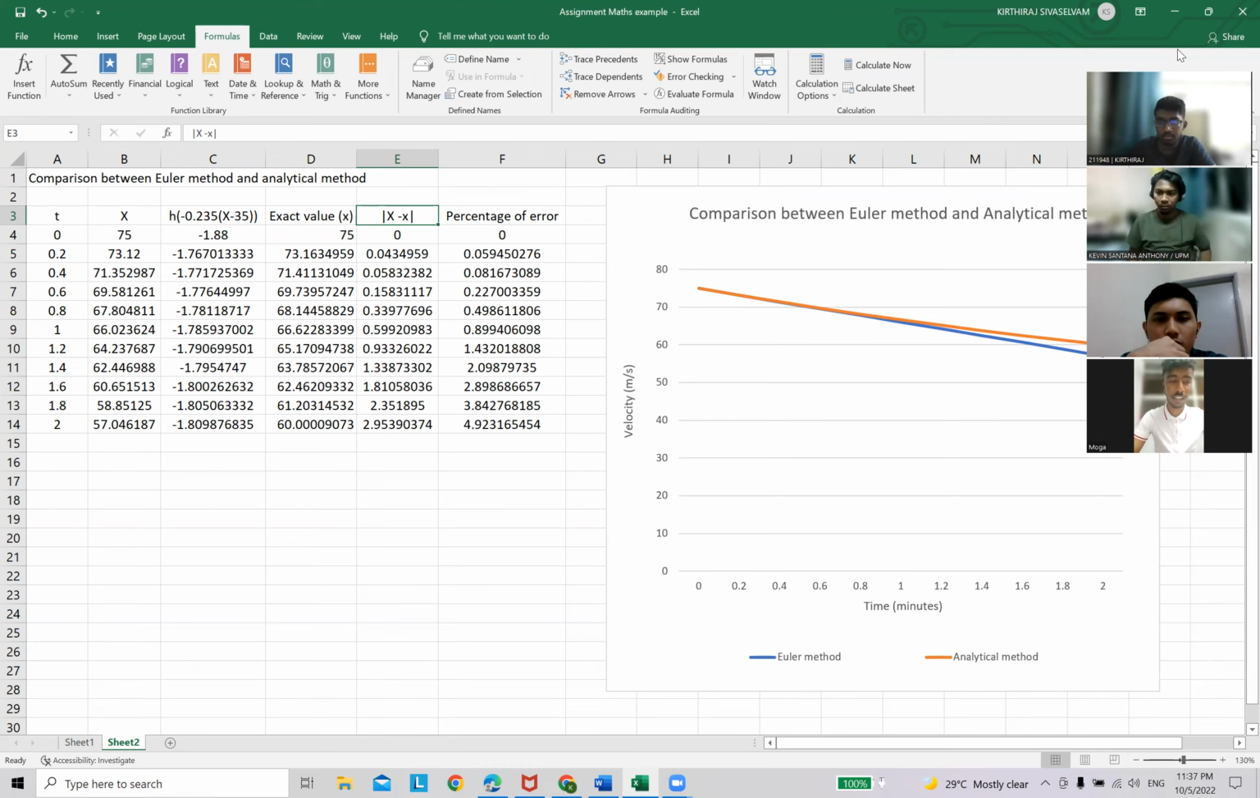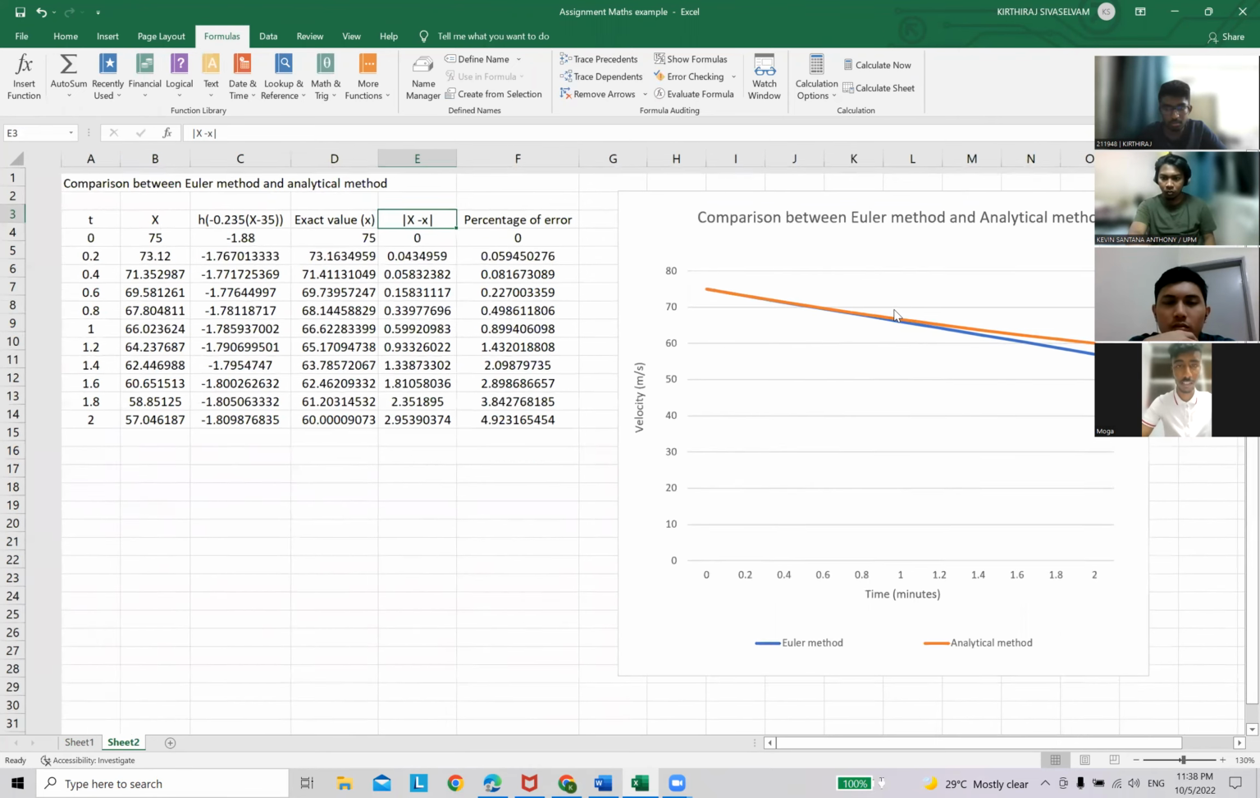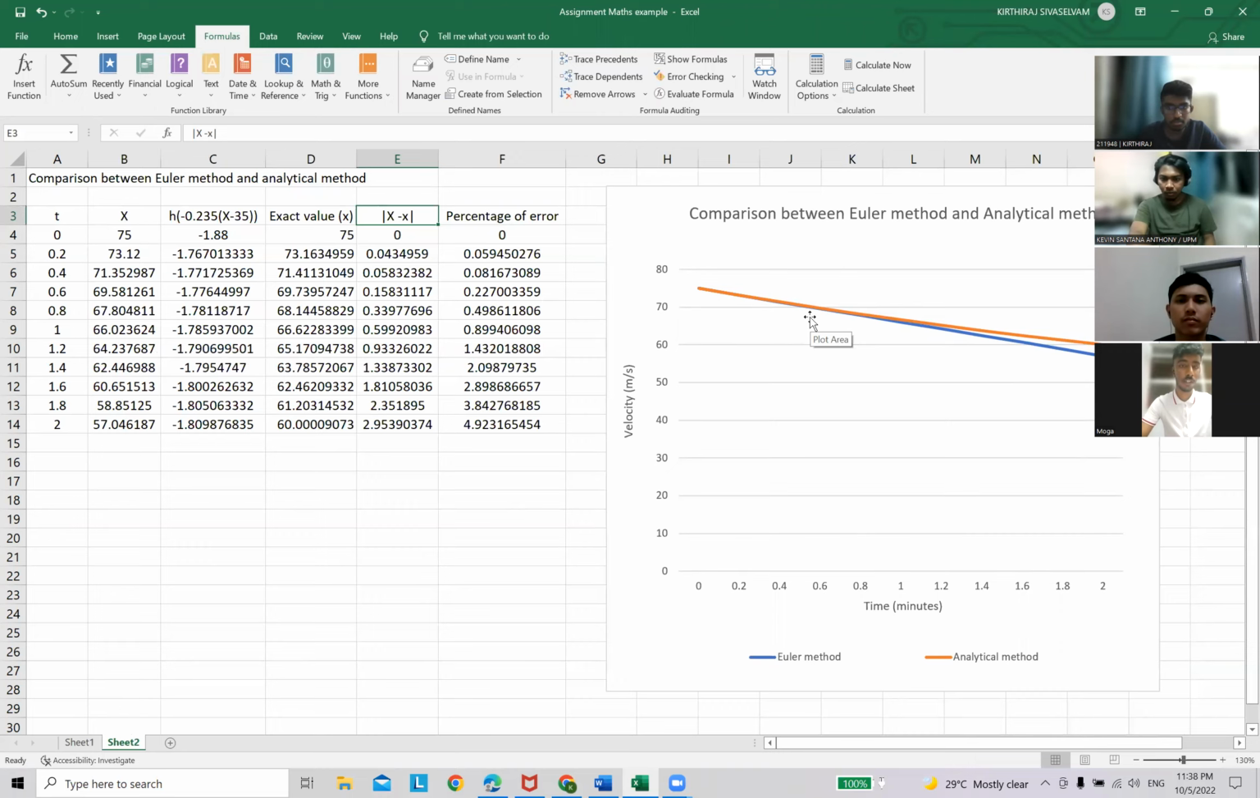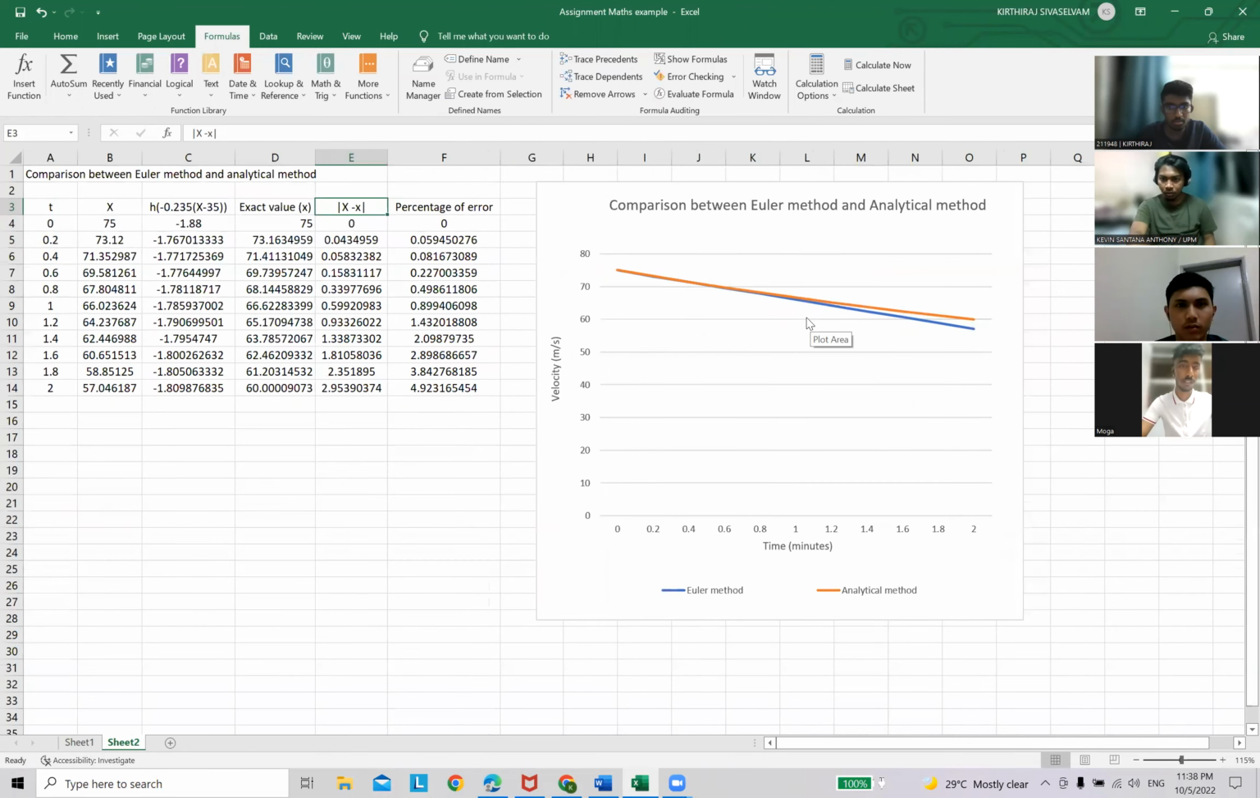Okay, thank you for your explanation on the calculation, Prithviraj. Now I'm going to compare and make a conclusion on the calculation. So to find the percentage of error, we need to subtract the exact value with the value we calculated using Euler's method, and then divide it with exact value. After that, we multiply the answer with 100 to get the percentage of error.